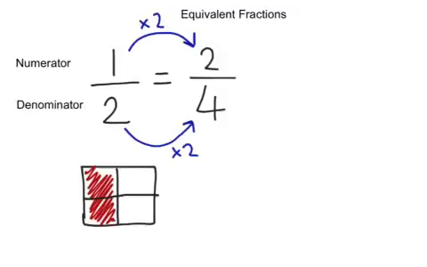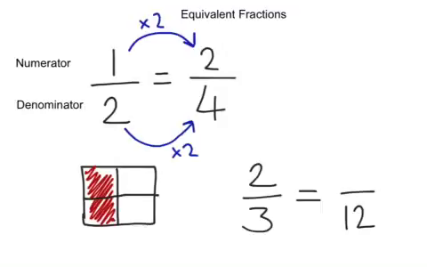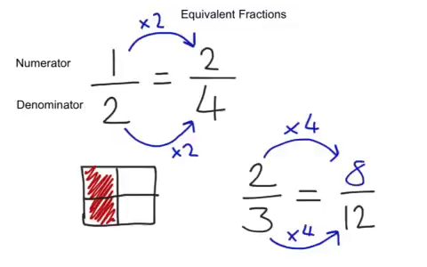So if I have a fraction like 2/3, and I want to know, well, what's the equivalent fraction with a denominator of 12? Well, what do I do to 3 to get 12? I multiply by 4. So whatever we do to the bottom, we also do to the top. So I multiply 2 by 4, and I get 8.